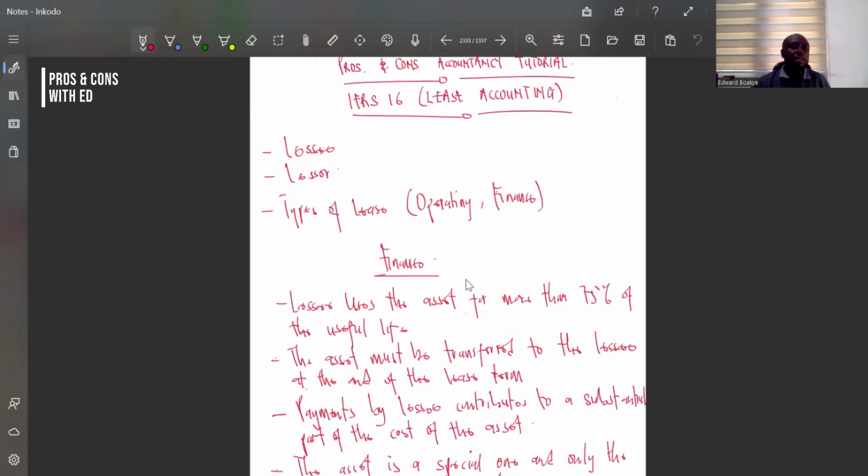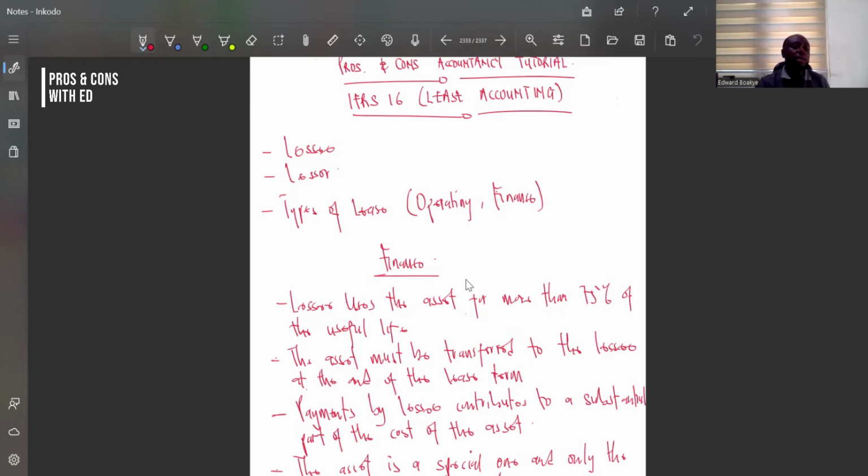So the lessee will be paying something to the lessor. We made mention that the lessee is the one obtaining the right, whilst the lessor is the one who's giving out what? The right. And we said the types of lease contract that we may have are what? An operating lease and a finance lease.